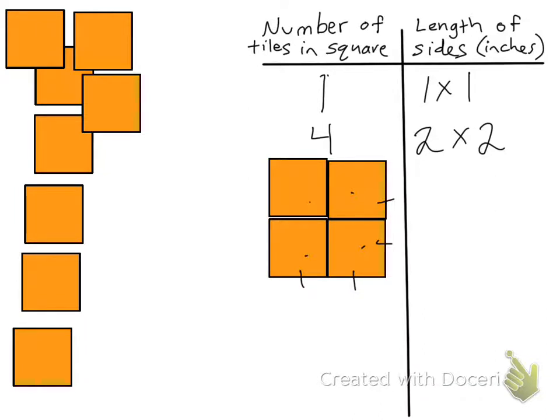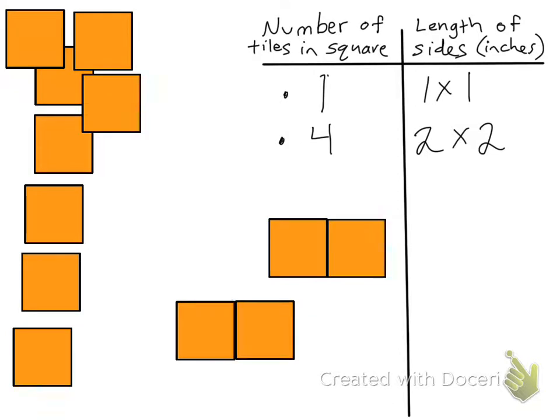Now the area of this square would be 4 square units, because I have 4 squares and the sides are 2 inches by 2 inches. 1 is our first square number, and 4 is our next square number. So how can I make a larger square? Let's take this and make my square even larger. Again, you keep adding tiles until you get another square.